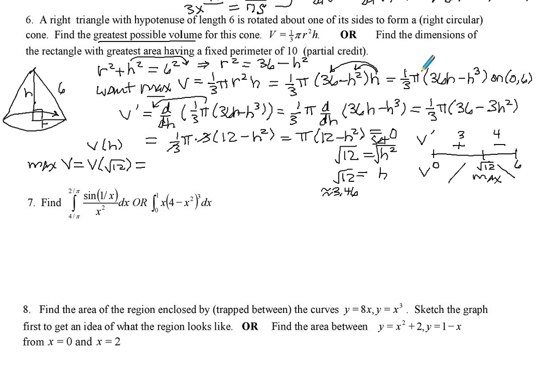So what do we do? Well, this is going to be 1/3 pi, and then 36 times square root of 12 minus root 12 cubed.